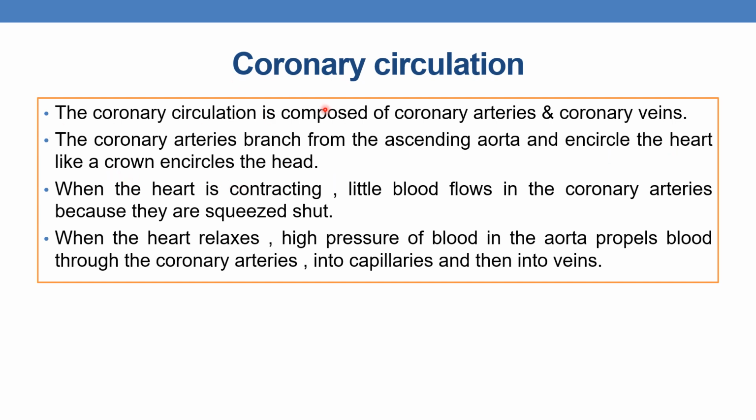The coronary arteries branch from the ascending aorta and encircle the heart like a crown encircles the head. Hence the name coronary. And when the heart is contracting, little blood flows in the coronary arteries because they are squeezed shut. And when the heart relaxes, high pressure of the blood in the aorta propels blood through the coronary arteries into capillaries and then into veins. Coronary circulation is made up of coronary arteries and coronary veins. We'll briefly discuss the names of the coronary arteries and coronary veins.